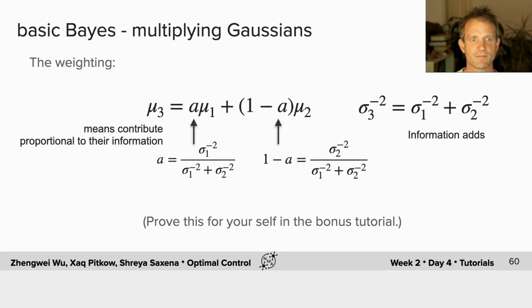The other thing to remember is that information adds. So the variance in the final Gaussian is just going to be the variances in the other Gaussians. But here, because we're thinking of information, it's the inverse, 1 over the variance, that's going to add.